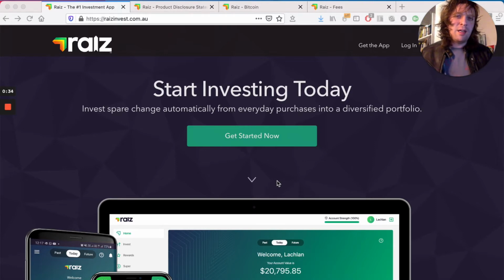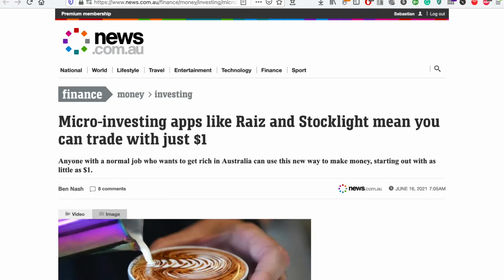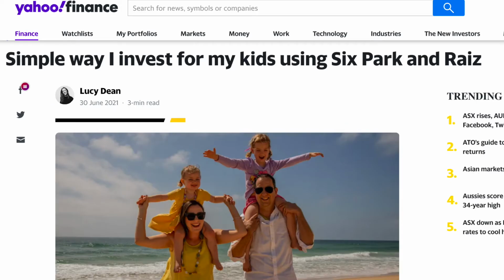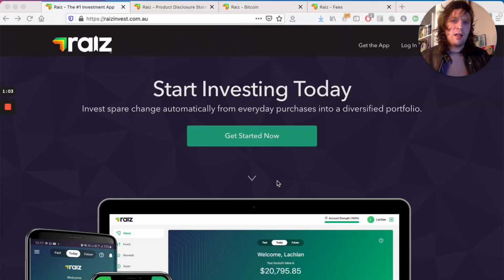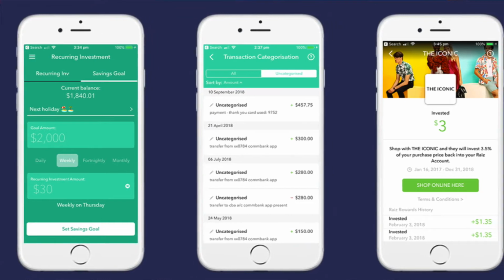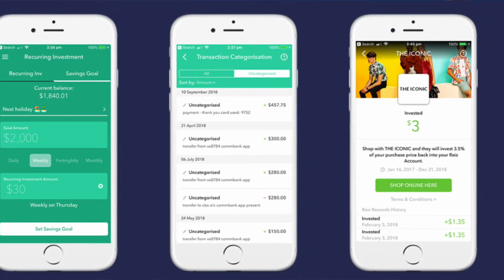So what exactly is Raiz? Well, Raiz is an investing app. It helps you invest your money. That's basically it in a nutshell. Now, Raiz is quite popular. It's one of the most successful investing apps in Australia, and many investors, particularly young investors, love using Raiz. As you can see on the screen, it has a very simple, very eye-pleasing user interface, and this carries across to its phone app as well.